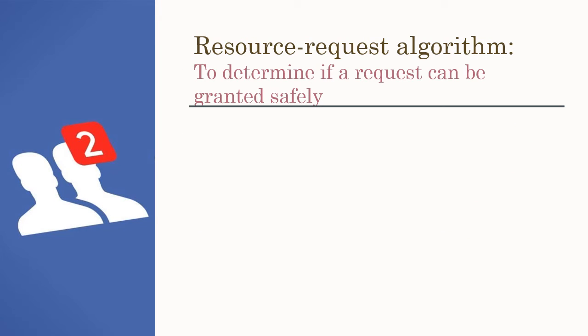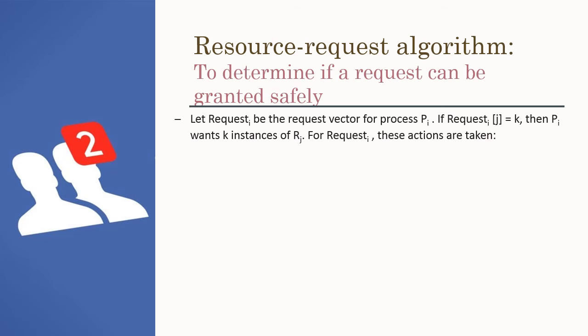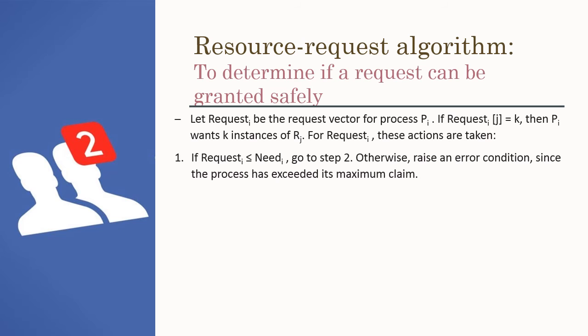Resource request algorithm. This is the second algorithm used in Banker's algorithm. This is used to determine if a request can be granted safely. Let request i be the request vector for process Pi. If request i[j] is k, then Pi wants k instances of Rj. For request i, these actions are taken. 1. If request i is less than or equal to need i, go to step 2. Otherwise, raise an error condition since the process has exceeded its maximum claim.